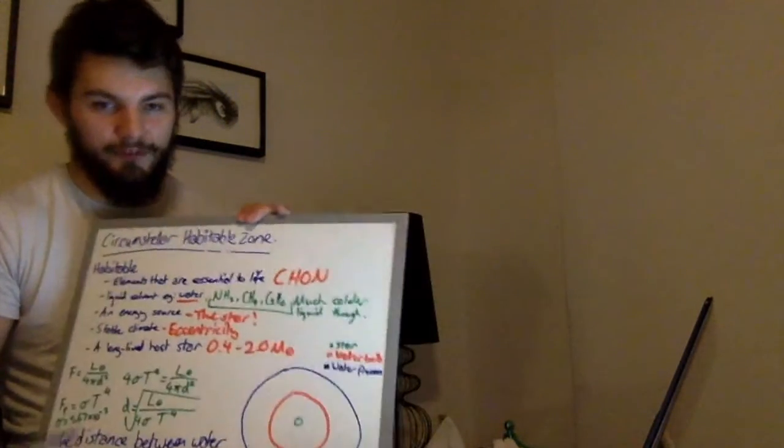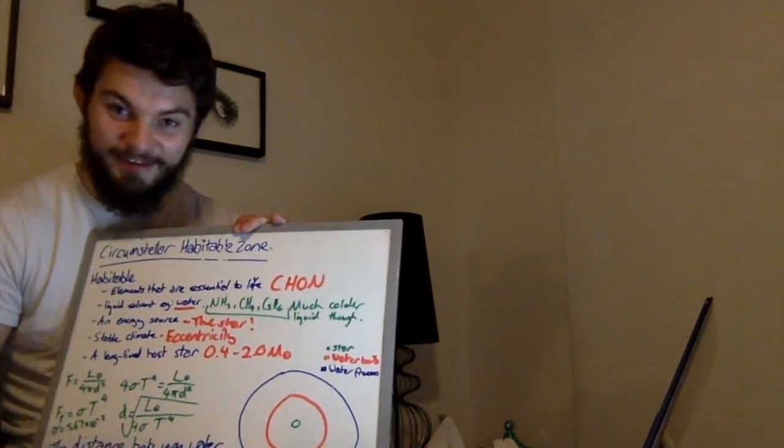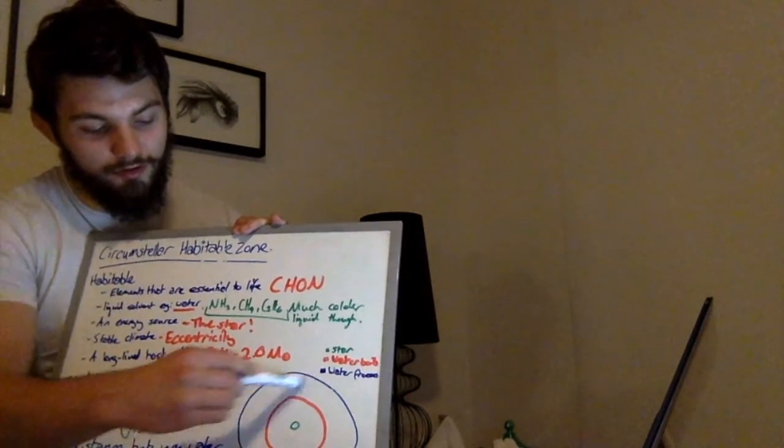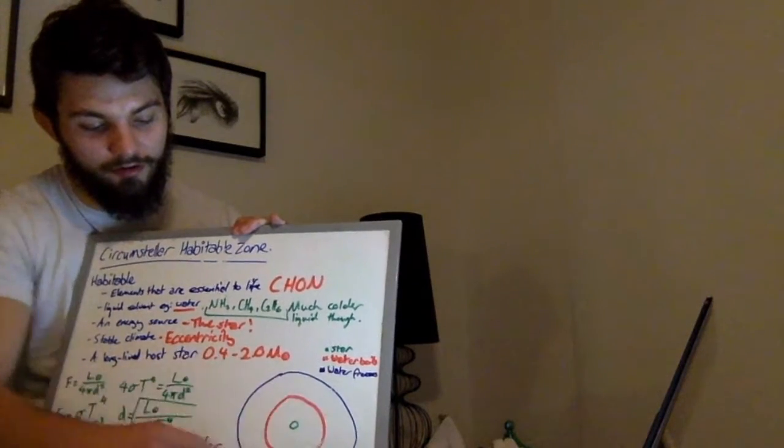Now, if this is my little diagram of a habitable zone, and in this case we're sitting in this habitable zone here, and we're orbiting nice and easy in a pretty clear circle, right?